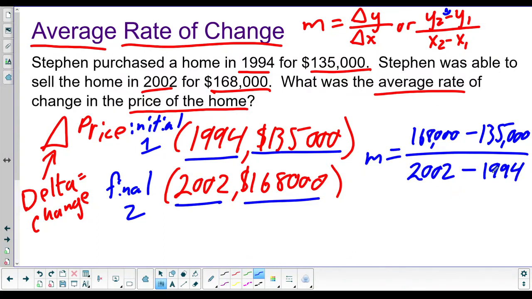All right, and now we just clean this up. 168,000 minus 135,000 is how much? 33,000. Divided by 2002 minus 1994. This is 8. And then we'll throw this into a calculator, which I totally 100% did ahead of time.